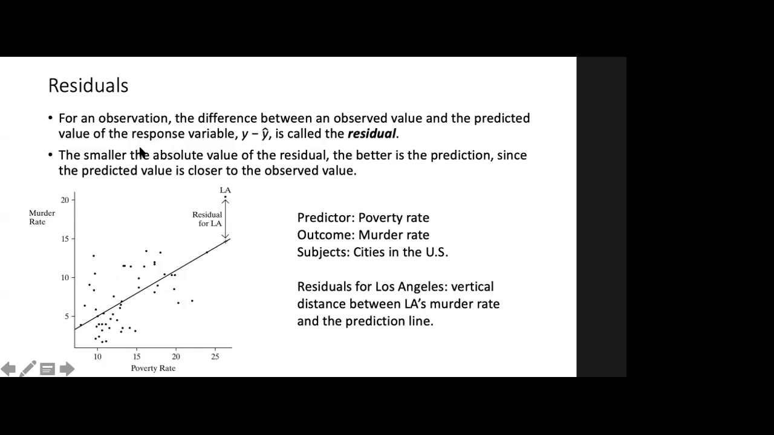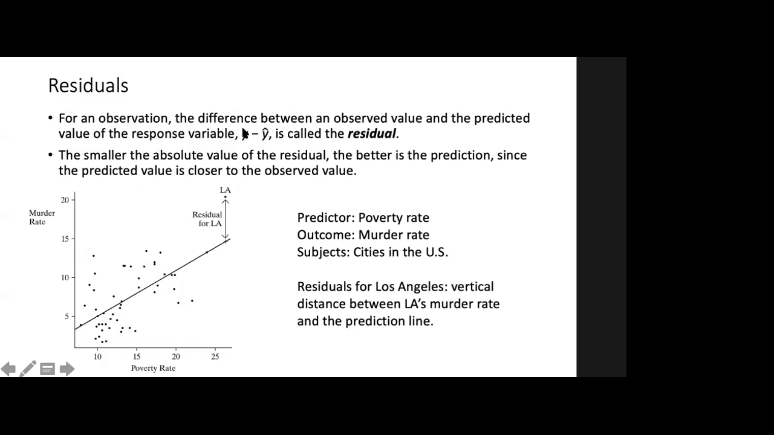And I didn't talk about the y hat. I promised you I would do that. The y values, our outcome values, that are predicted by our regression line are referred to as y hat, right? So y hat, and these are just predicted values. So for a city that has poverty rate 25, we predict this murder rate here, and this would be our y hat.